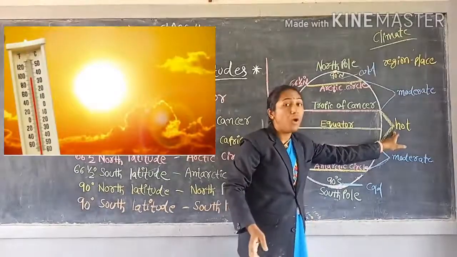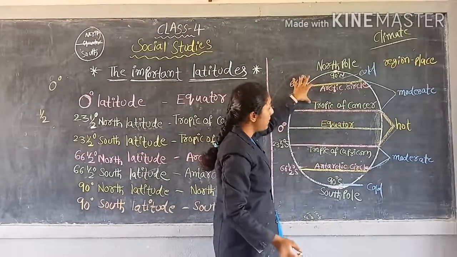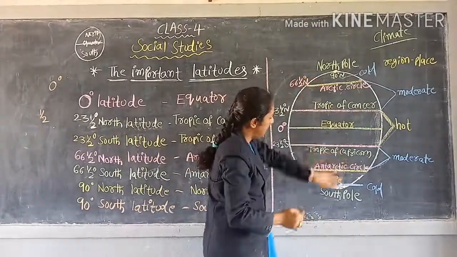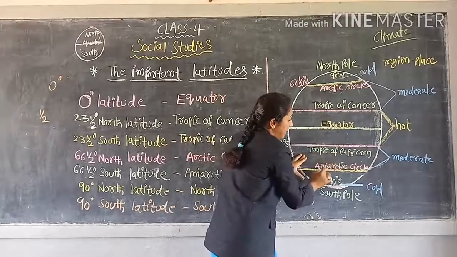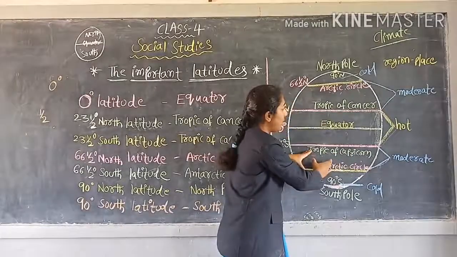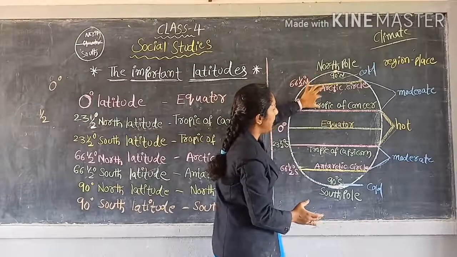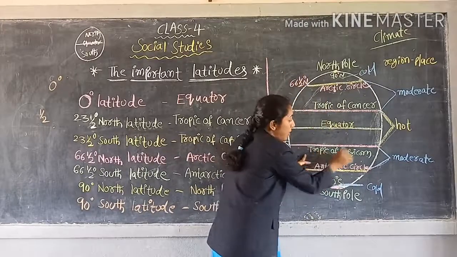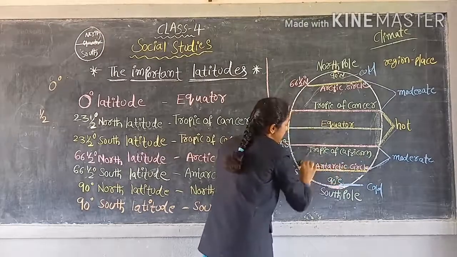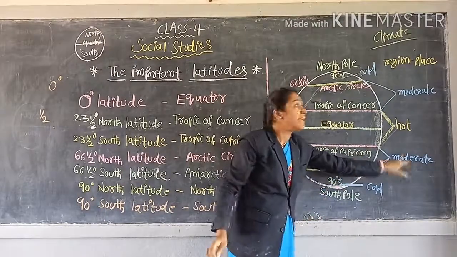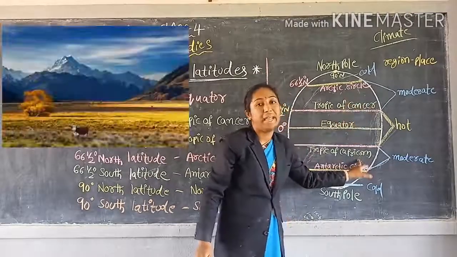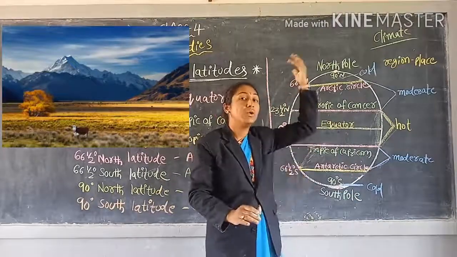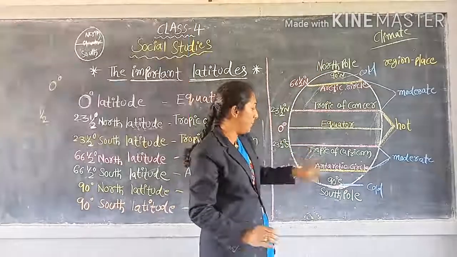Next, the places between the Arctic Circle and the Tropic of Cancer in the north, and the places between the Tropic of Capricorn and the Antarctic Circle in the south, have moderate climate. These two places have a moderate climate. Moderate climate means neither too hot nor too cold.